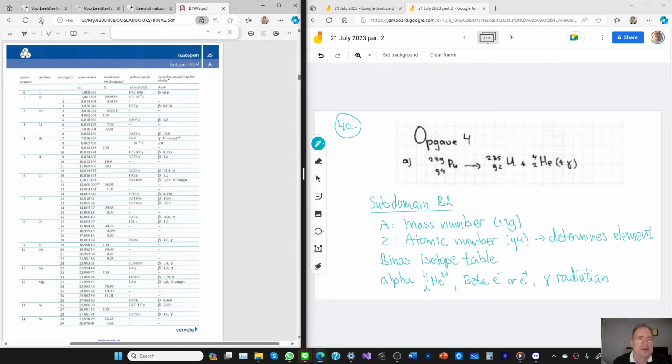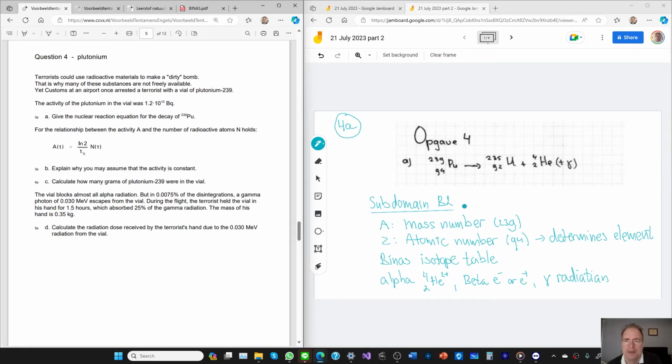Okay, so back to the question here. And we just need to write down the nuclear reaction. The other thing you need to be familiar with is alpha particles. That's just the nucleus of the helium atom, so it has a charge of plus 2 elementary charges and a mass number of 4. So 4 protons and neutrons, and 2 protons.